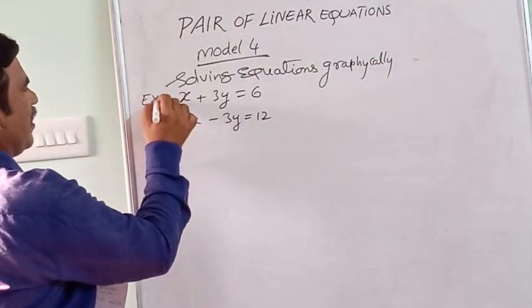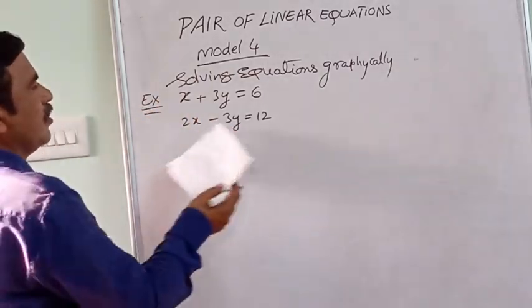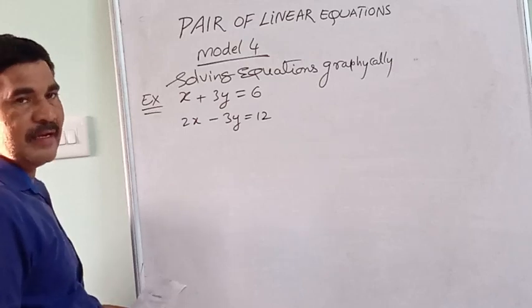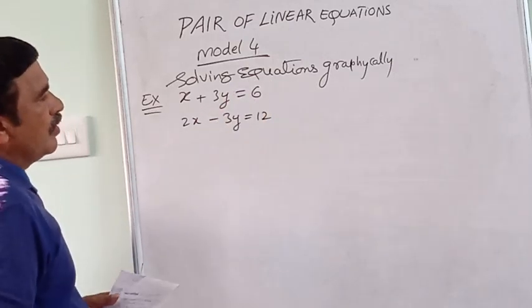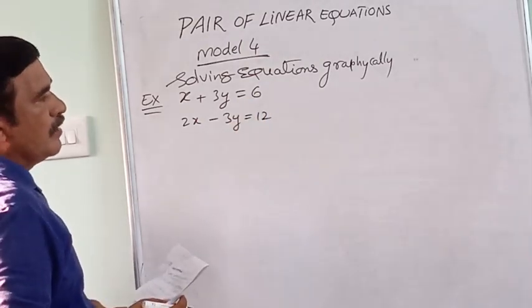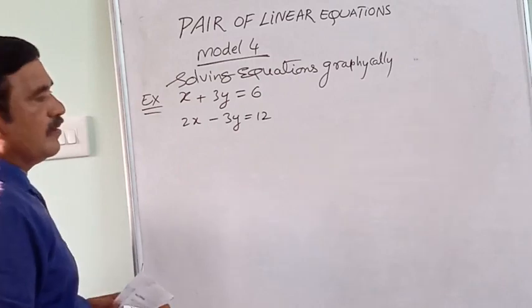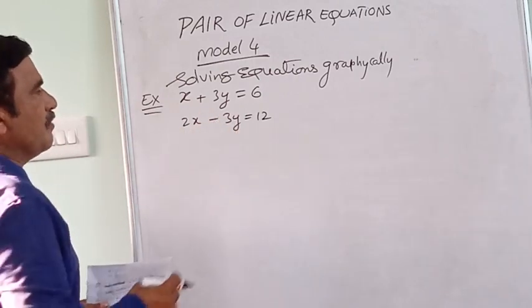Example, say the same equations I am writing. x plus 3y is equal to 6. 2x minus 3y is equal to 12. But the method is changing. Graphically solve. For graphically solving, you must write points for each equation. First equation points must be written. Second equation points must be written.